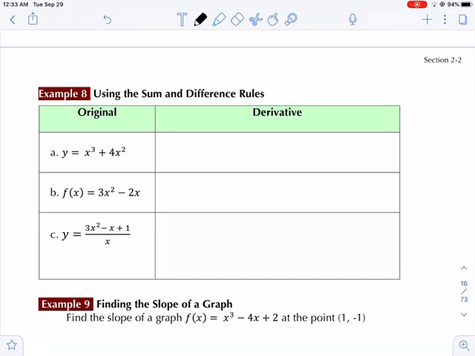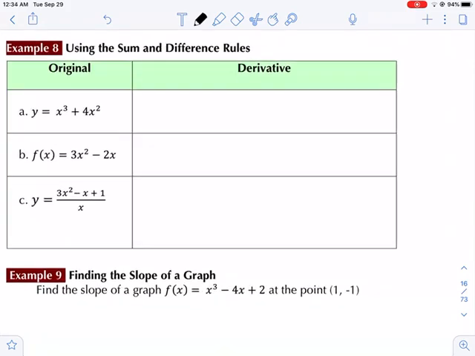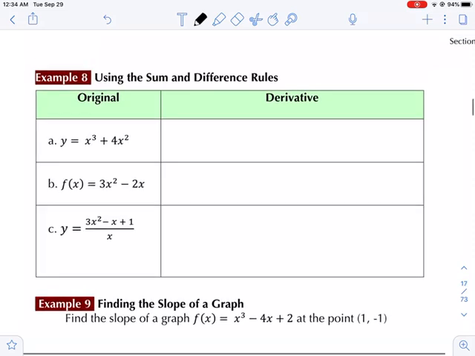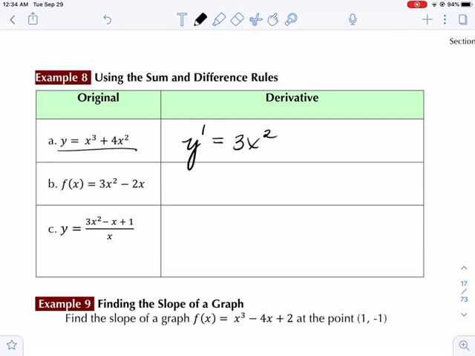Okay, so if I am going to be taking derivatives, I'll finish example 8 and then have to pause the video. So let me see if I can finish this one. Using the sum and difference rules, we can just go left to right. So we get y prime is equal to, it's our first one, 3x squared plus 8x. So just dropping the exponent by 1, bringing the exponent around front and then dropping it by 1.